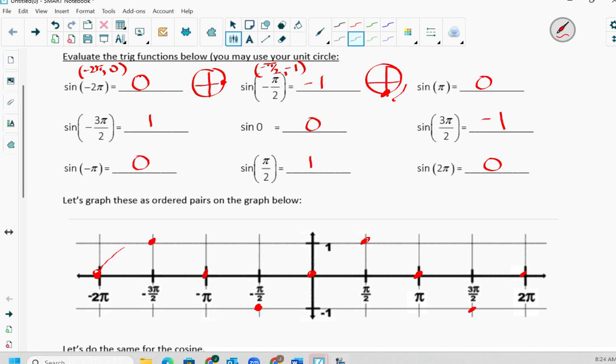So here's what it should look like. Oof. I think yours is prettier than mine at the end, okay? That is the general shape of your sine curve.